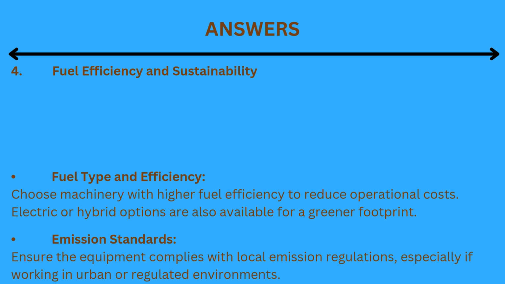A. Fuel type and efficiency. Choose machinery with higher fuel efficiency to reduce operational costs. Electric or hybrid options are also available for a greener footprint. B. Emission standards. Ensure the equipment complies with local emission regulations, especially if working in urban or regulated environments.